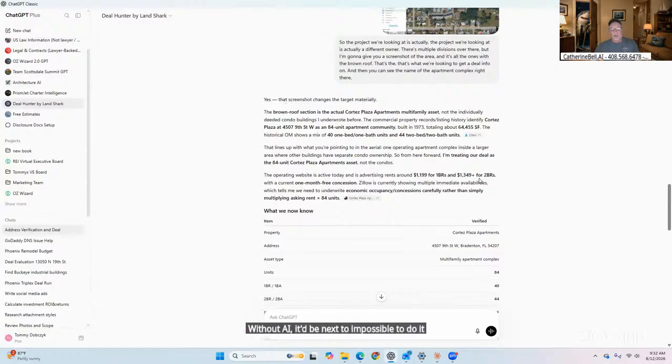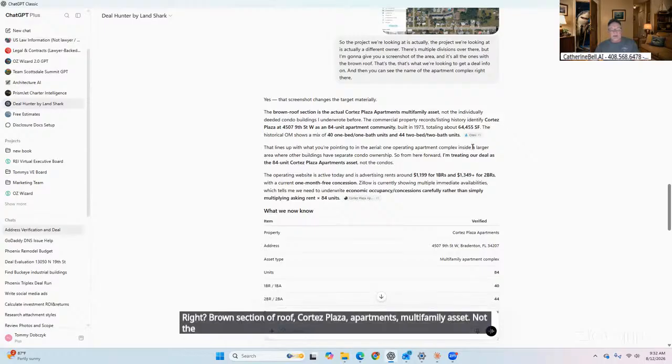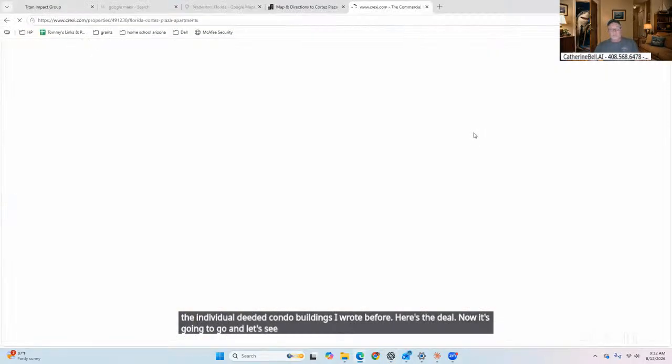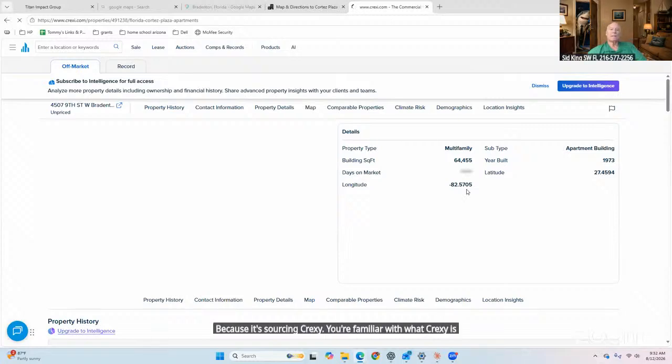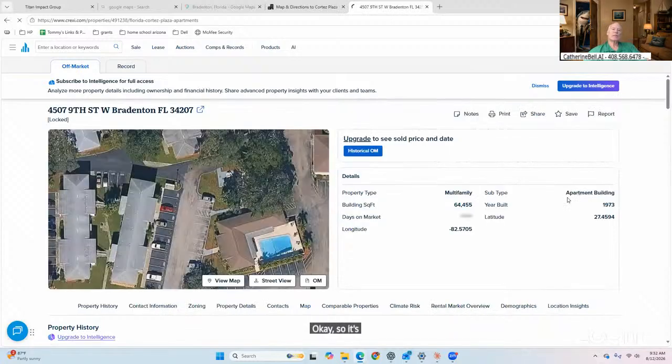So on this one, I want you to teach me, Catherine. Brown section of roof, Cortez Plaza Apartments, multifamily asset, not the individual deeded condo buildings I wrote before. Here's the deal. Now it's going to go, and let's see if it provides us with a white sheet, because it's sourcing Crexi. You're familiar with what Crexi is? Yeah. Okay, so it's sourcing Crexi right now.